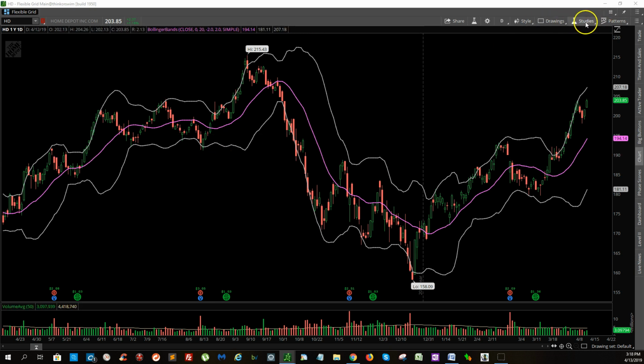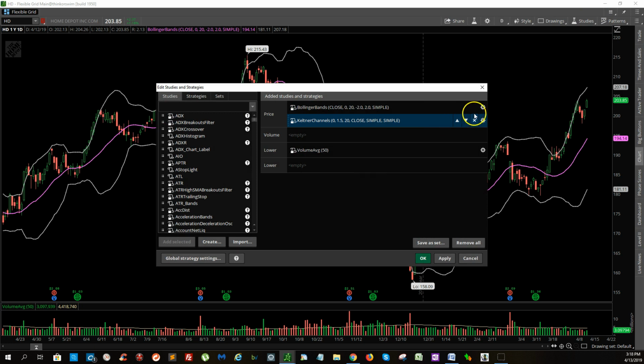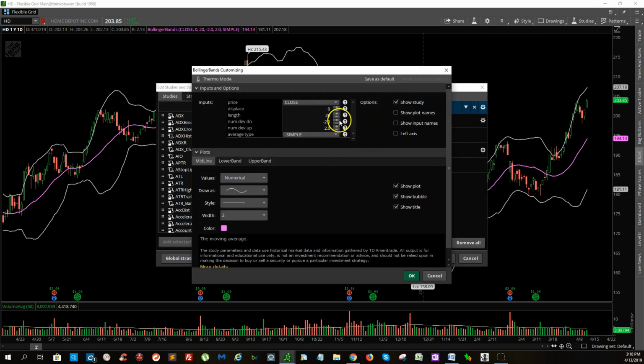You can change the settings in Thinkorswim. You can come over here and go to Bollinger Bands. You can change the period of the simple moving average. You can change the standard deviations on either band. You could even change it to an exponential or a weighted average. I use the out-of-the-box settings.